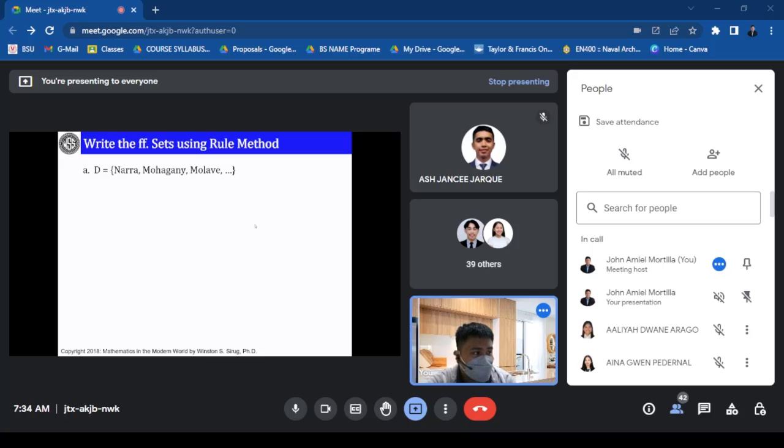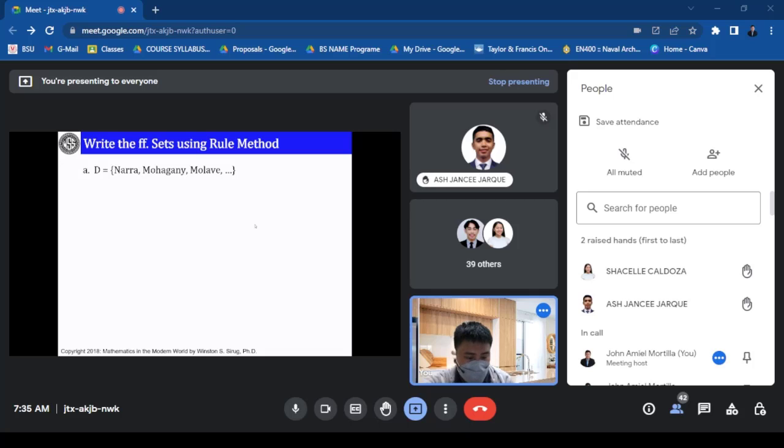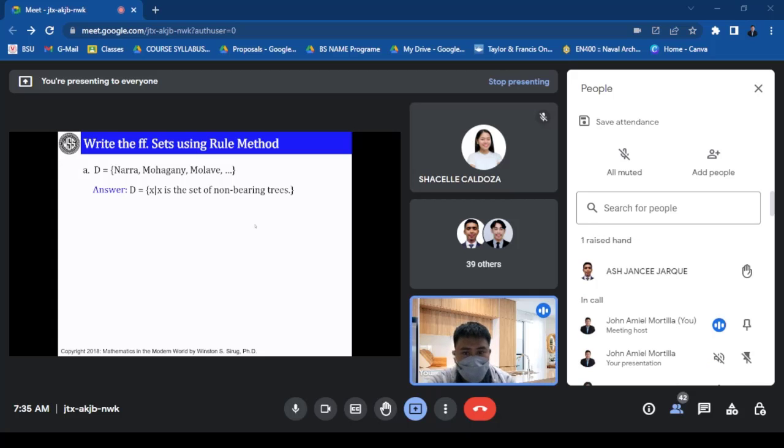Okay, so letter D. What is the rule method? I-rule method nyo ang roster na ito. Okay, Shaisel. X such that X is a set of trees po. Okay, so X such that X is the set of non-bearing trees.